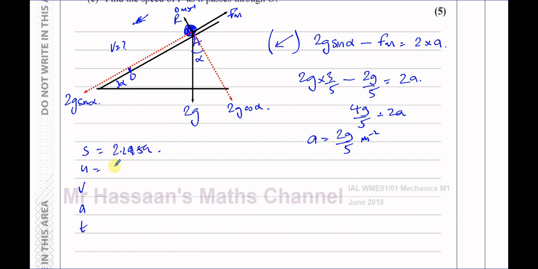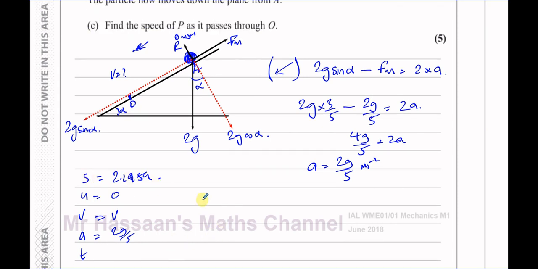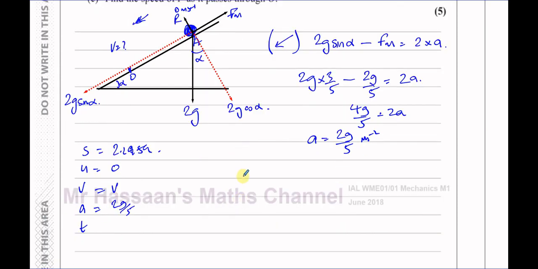Okay, u is 0, its initial speed. v is what we have to find. The acceleration is 2g over 5. In fact, v squared equals u squared plus 2as. Yes, I think we will need this value of s that we found. So we can now find what v is. We can say v squared equals u squared plus 2as.